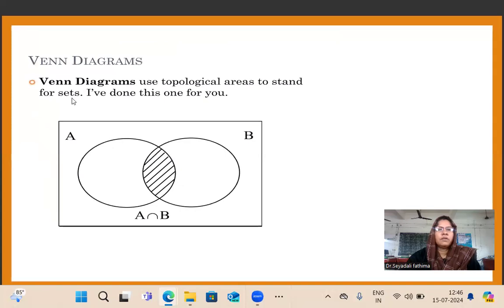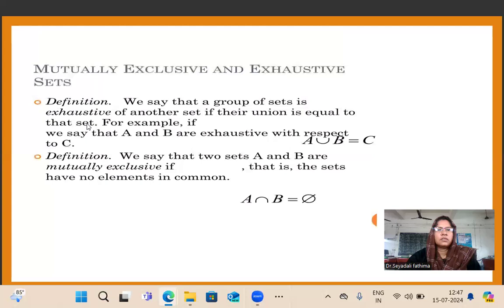Venn diagram. Venn diagrams use topological areas to stand for sets. This is A intersection B. We say that a group of sets is exhaustive of another set if their union is equal to the set. For example, we say that A and B are exhaustive with respect to the set C, therefore A union B equals C. We say that two sets A and B are mutually exclusive if A intersection B is equal to the empty set, that is, the sets have no element in common.